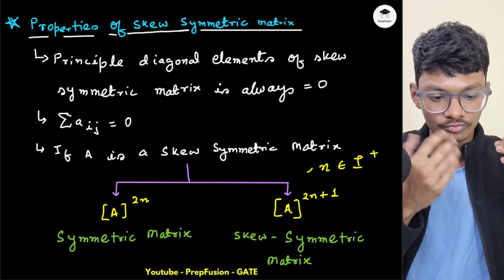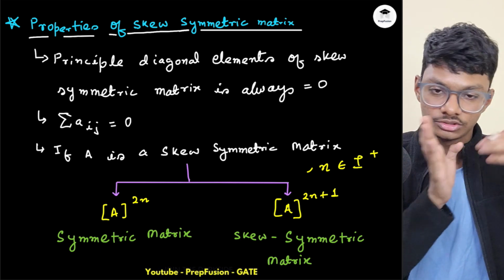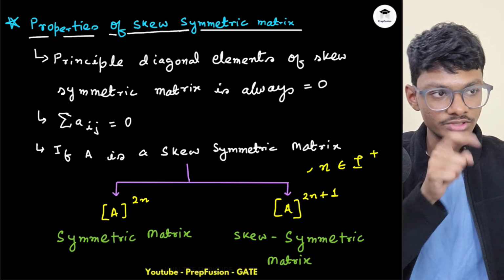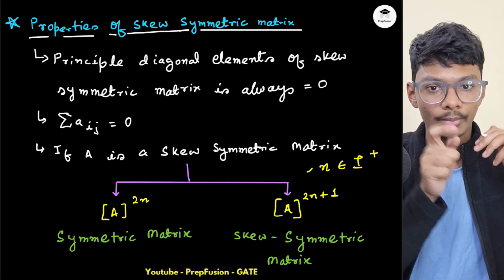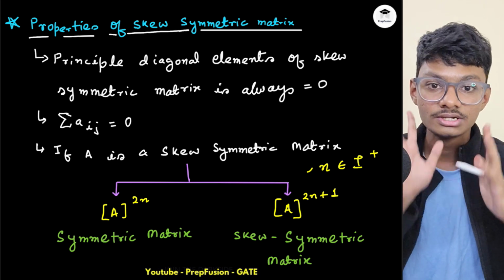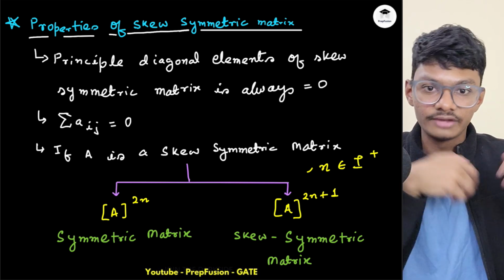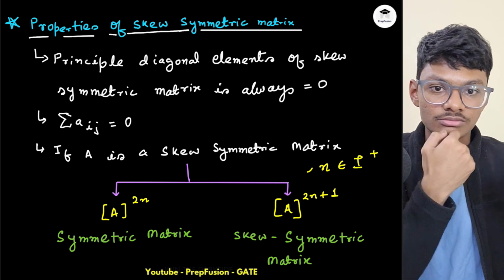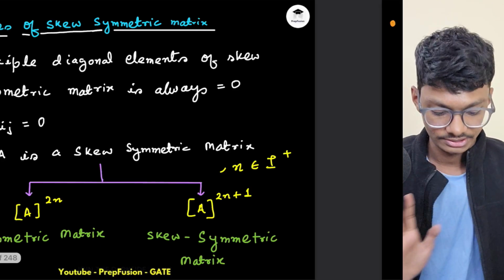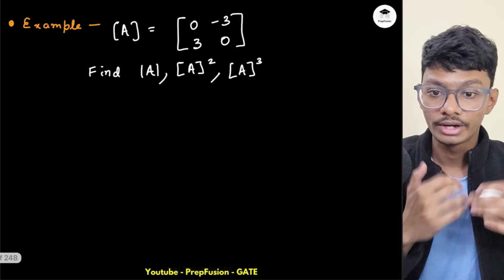Now if you do the cube, A cube equals minus A transpose. If I do the cube, minus 1 cubed is minus 1, so it is A equals minus 1 times A transpose. Hence it is a skew symmetric matrix. The negation is still there, right? And if I do the square, the negation is gone, it becomes positive. Hence it is a symmetric matrix. So this is how you can remember this.